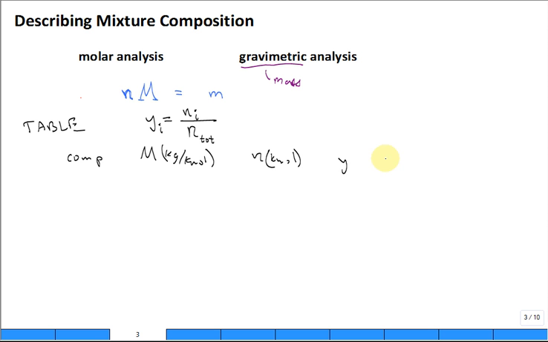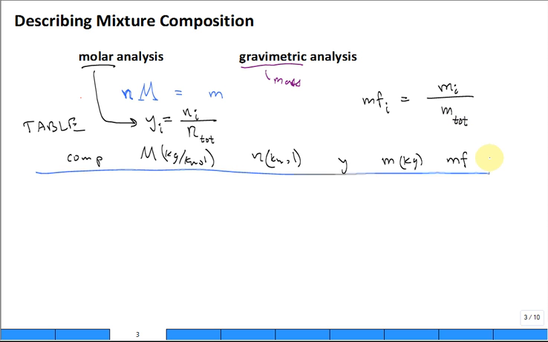And then maybe over here, mass in kilograms. And then the last one, mass fraction. So on a molar basis, you talk about the mole fraction, y. On a mass basis, you talk about the mass fraction. The mass fraction for component i is the mass of that component divided by the total mass in the mixture. So you just have to work through this back and forth.